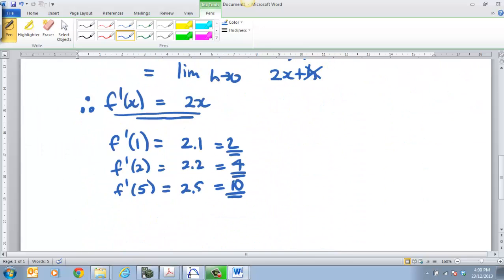Alright, so this is the general way of doing it. I could now put any value of x in here and I could work out what the slope of the tangent is equal to. Alright, I'll do another example for you in another video.